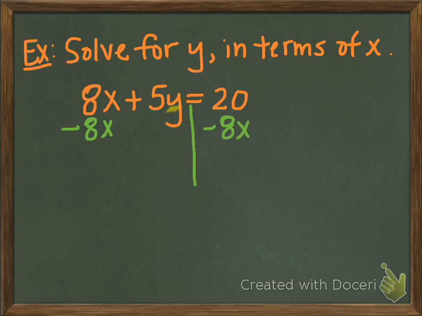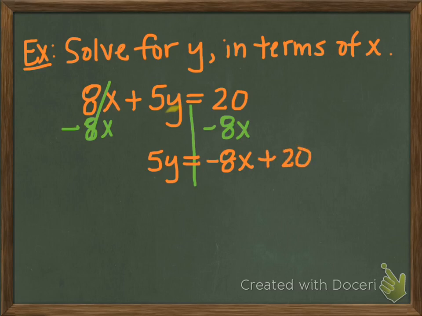When I subtract 8x from 8x, I get 0. We'll bring down what's left. We've got a 5y on the left. Bring down your equal sign. Keep in mind, 20 and negative 8x are not like terms, so you cannot put them together. Be very careful. Pay close attention there. I'm going to put my variable term first, my negative 8x, and follow it by my constant.